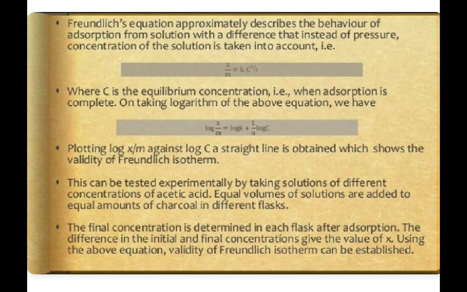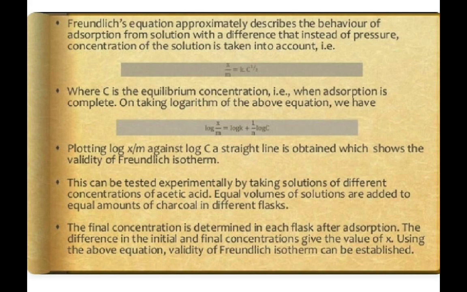You can also test this experimentally by taking solutions of different concentrations of acetic acid, then equal volumes of the solutions are added to equal amounts of charcoal kept in different flasks. So you have to determine the final concentration in each flask after adsorption happens. The difference in the initial and final concentration will give you the value of x.